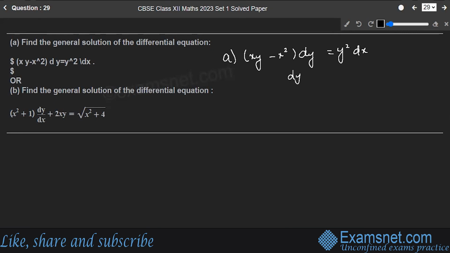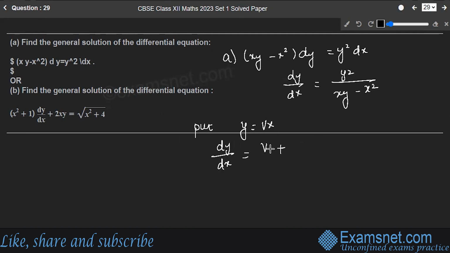You can write down dy by dx is equal to y square upon xy minus x square. Now, the given equation is a homogeneous equation. So I'm putting y is equal to vx, which will give me dy by dx is equal to first function into derivative of second plus second function into derivative of first. I'll say this as equation 1.